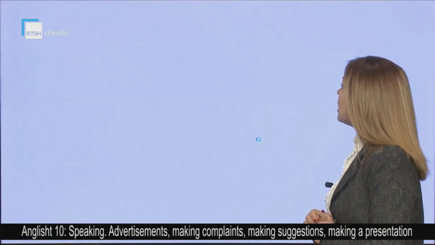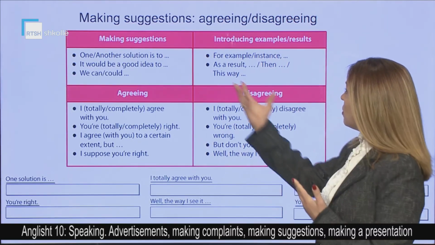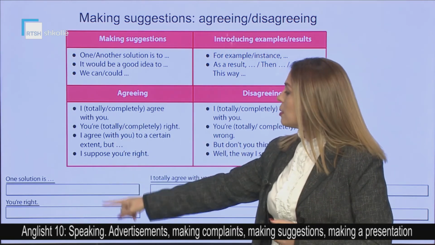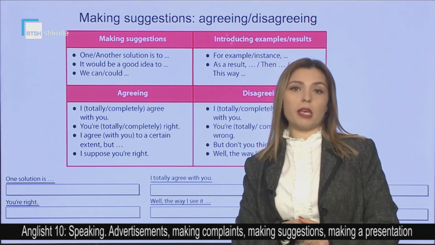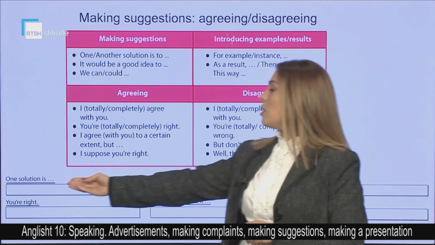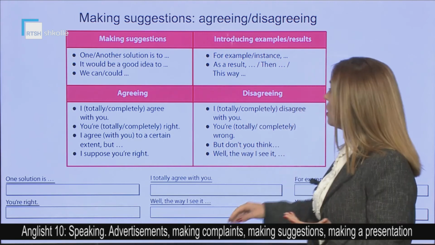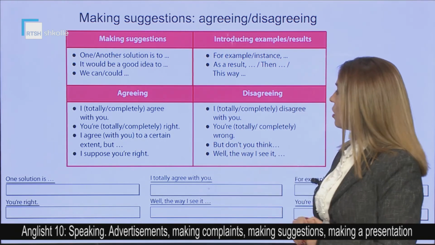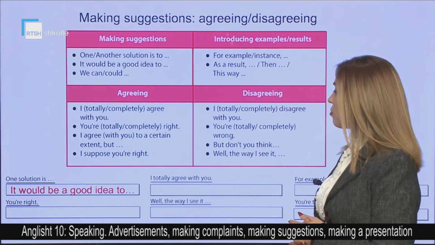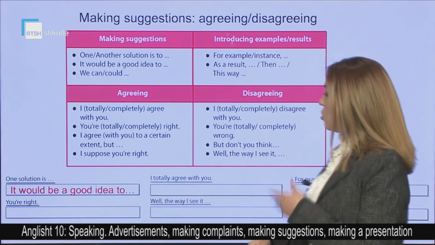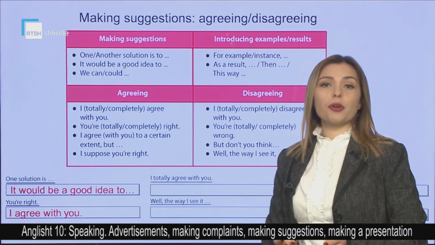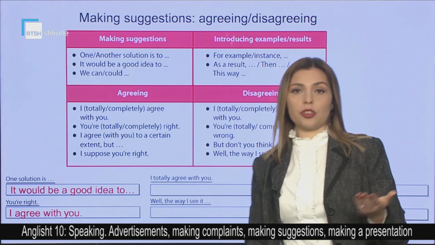Let's move on and let's see now how we can make suggestions. We have got different ideas here and we want, let's say, its synonyms. How we can start by making suggestions, by agreeing or disagreeing. If we have one suggestion, one solution is, take a look, how can we say that differently? It would be a good idea to do this or to do that. When you agree with someone else, you say, you're right. Look, when you agree. Or you can say differently, I agree with you. These are simply some suggestions.